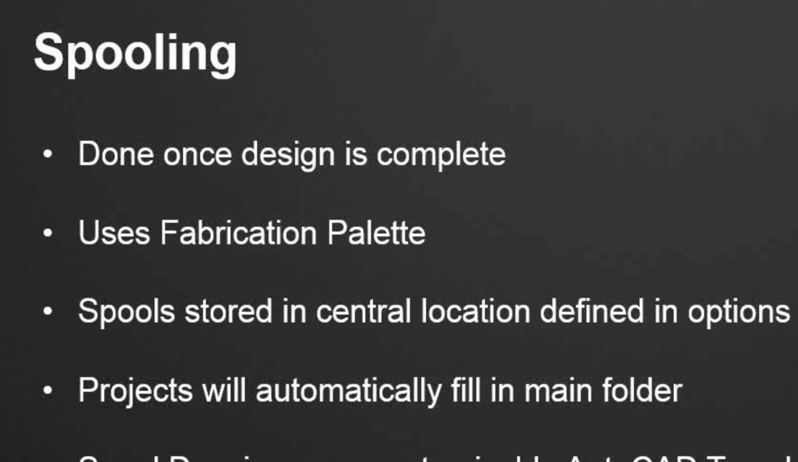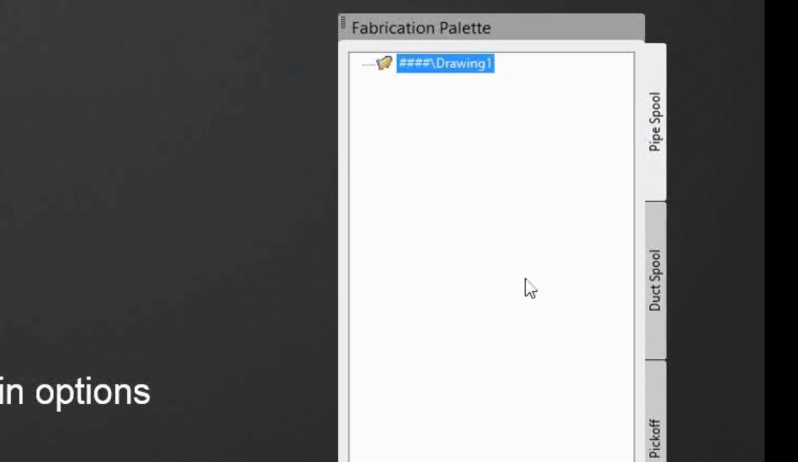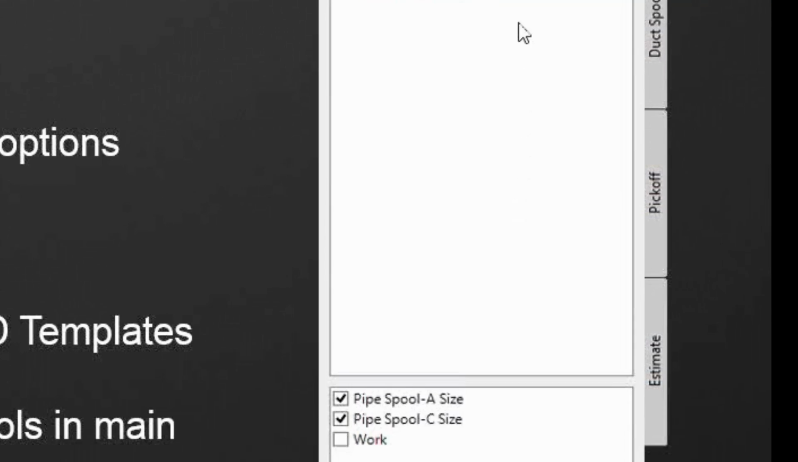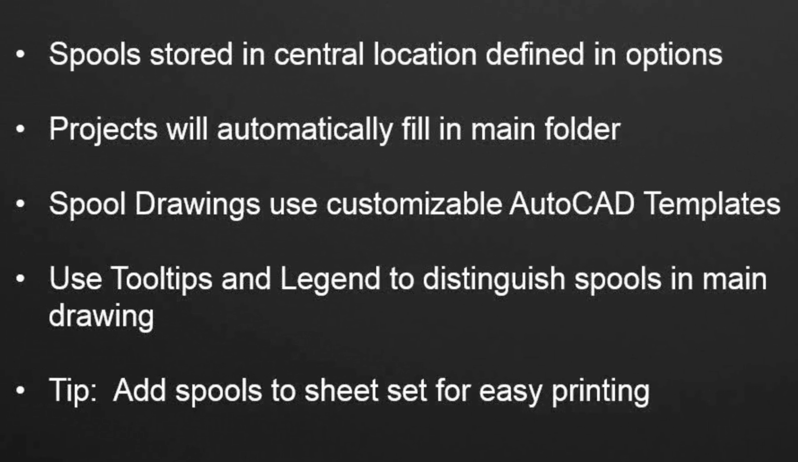So it uses the fabrication palette, and this is what the fabrication palette would look like for piping spools. You can access that from the Home tab of the ribbon, and then on the Load Catalog drop-down, you will find the fabrication palette, and you can select it, and it'll bring it up where you will then be able to start to create your spools.